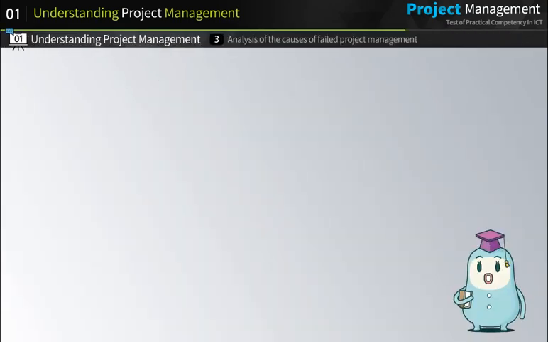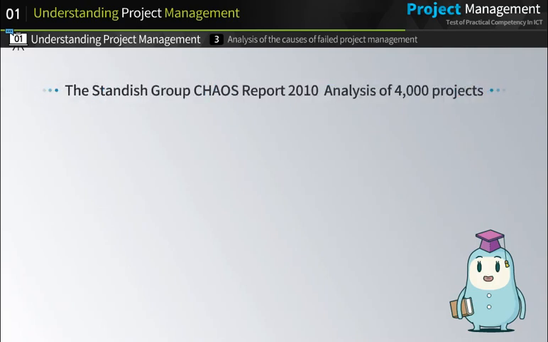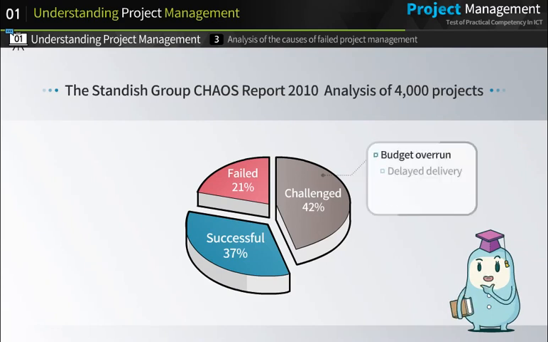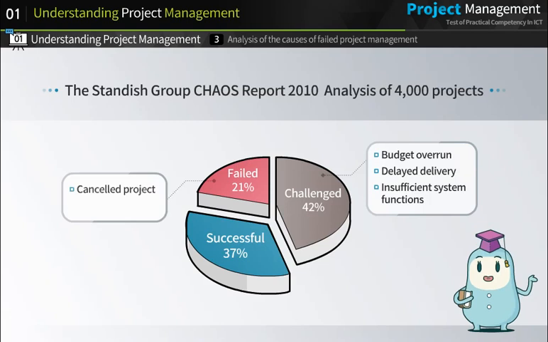The analysis of the causes of failed project management shows the following outcomes. This is the Standish Group's Chaos Report 2010. The rate of successful projects among 4,000 stood at about 37%. Another 42% of projects showed budget overrun, delayed delivery, or insufficient system functions. And the rest, 21% of projects were canceled or saw their resulting systems unused.